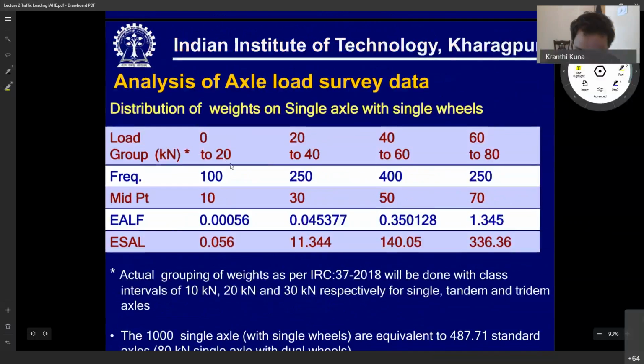So the distribution of weight, and you categorized into different load groups. So this is a single axle with single wheel. You have 0 to 20 as one load group, 20 to 40 another load group, 40 to 60, 60 to 80 another group.